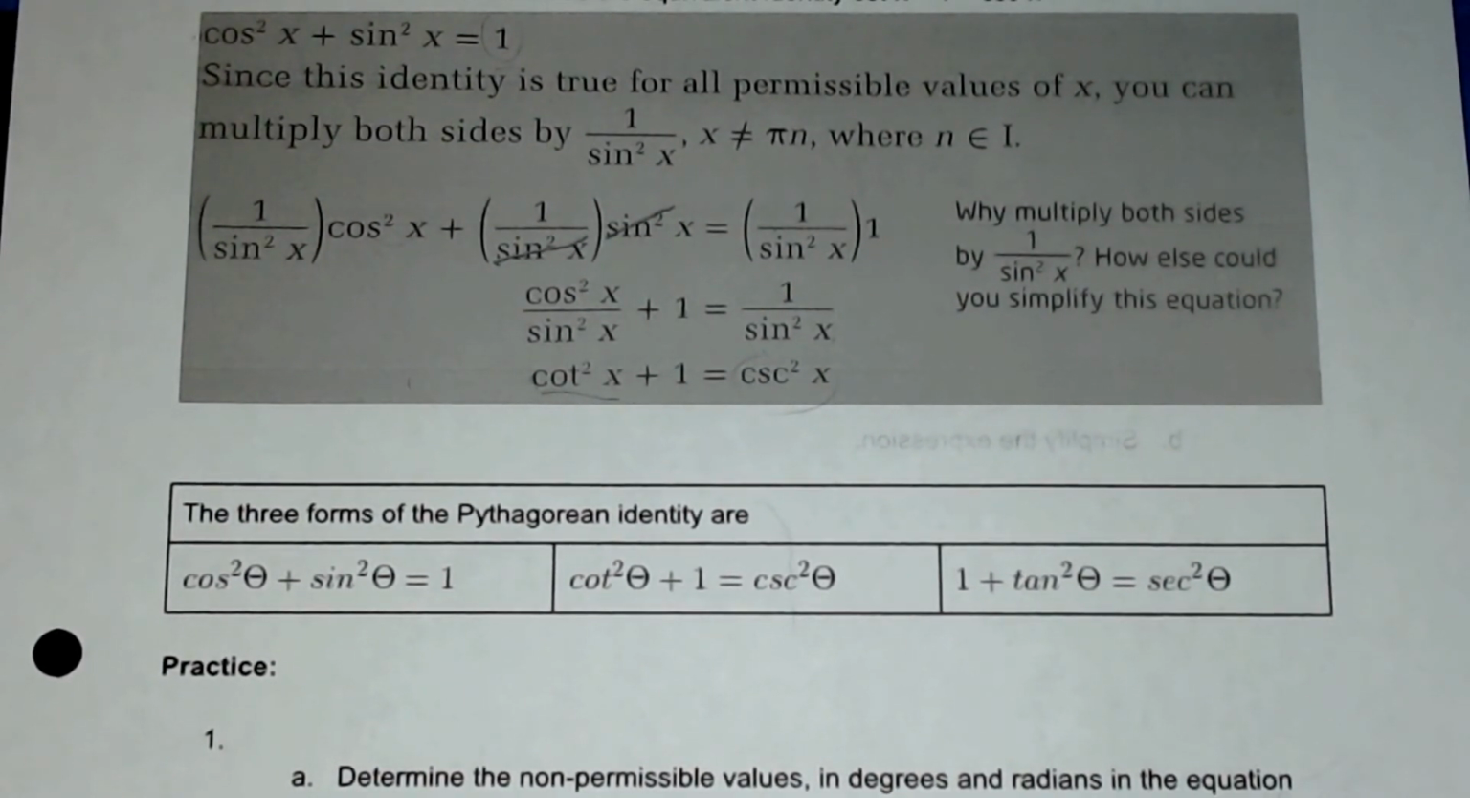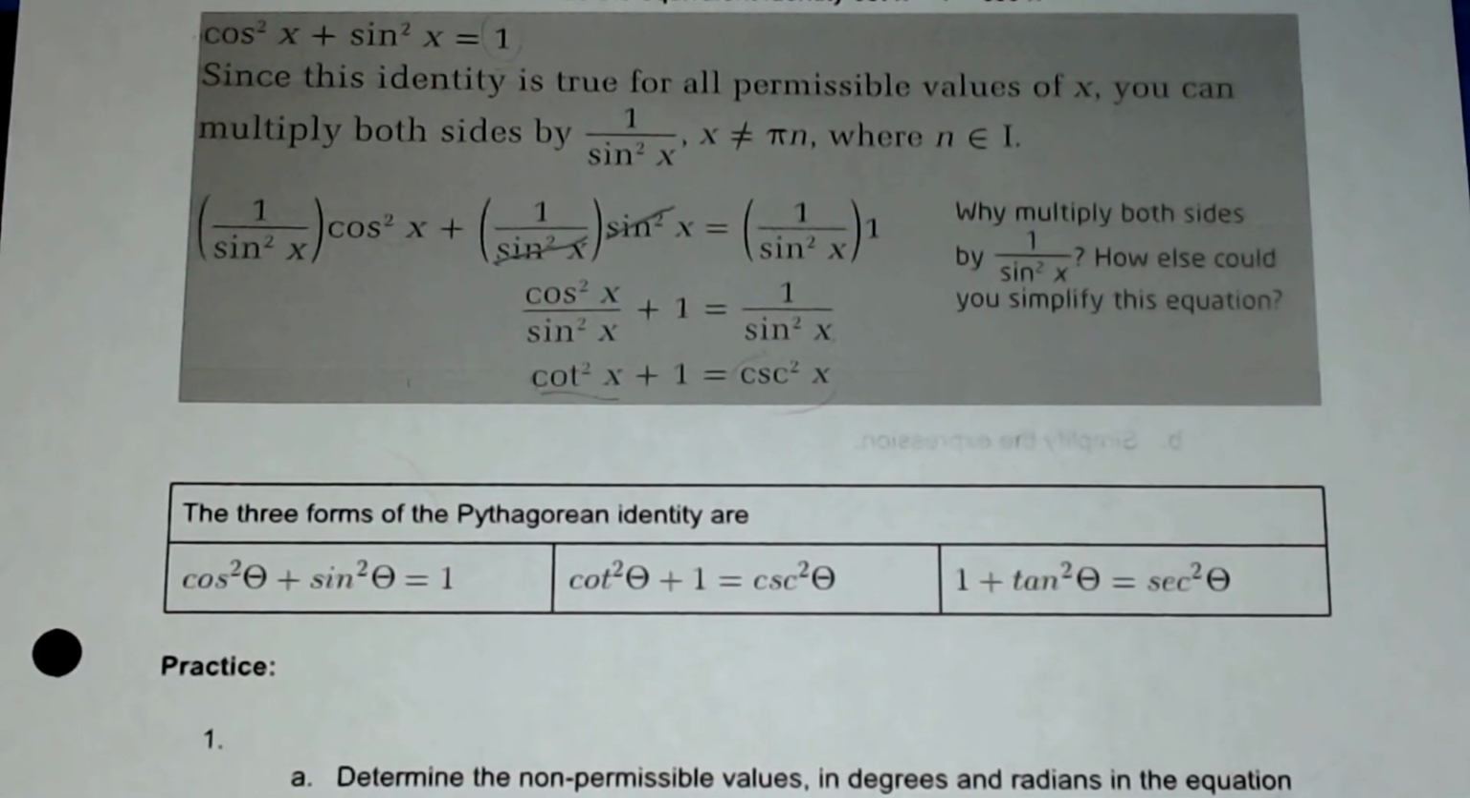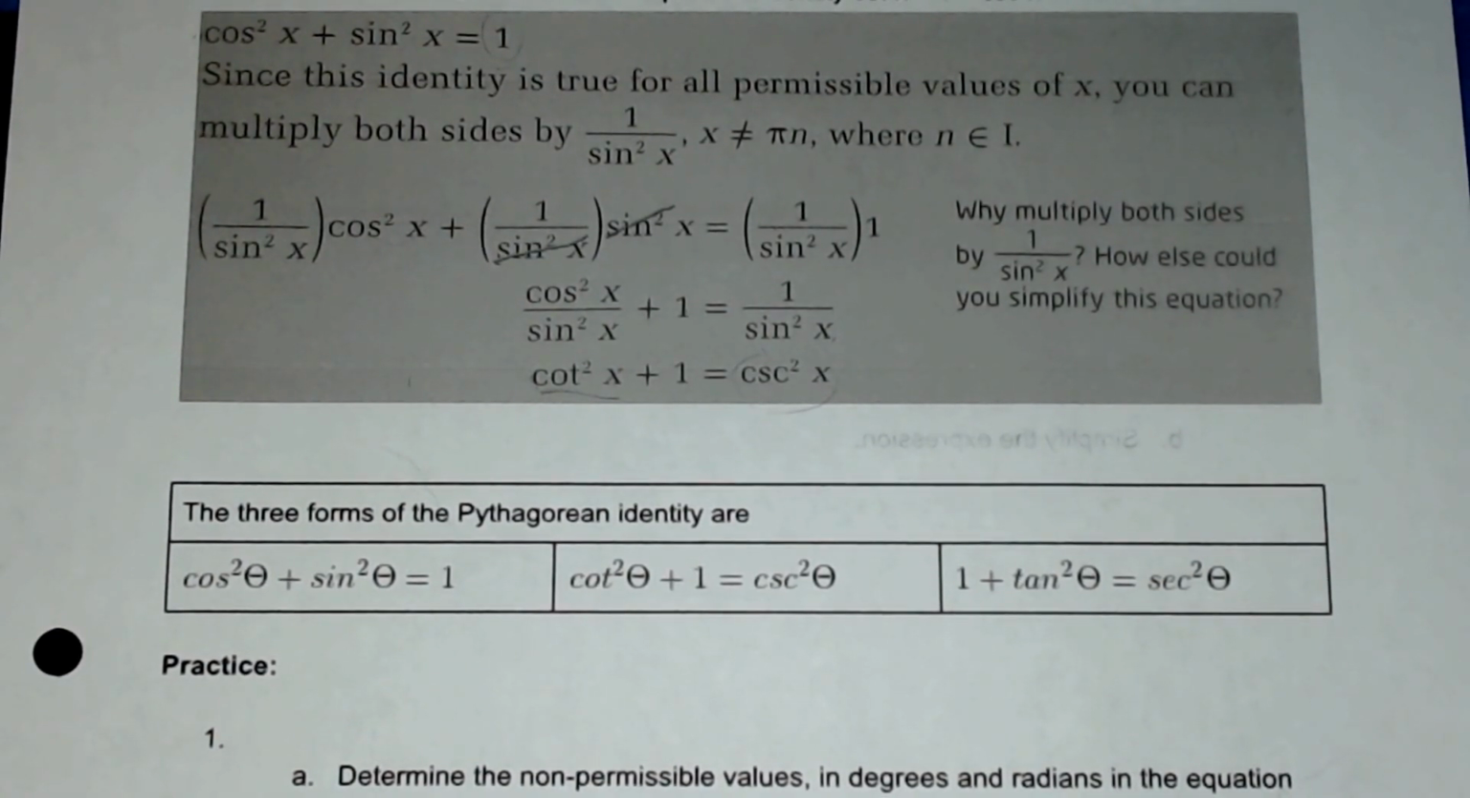The Pythagorean identity can be written in 3 different ways, and they're listed here. It's cos squared theta plus sine squared theta equals 1. Cotan squared theta plus 1 equals cosecant squared theta, and 1 plus tan squared theta equals secant squared theta. Those 3 statements are on your formula sheet. They're right here on the top left. You need to know the basic identities. You can't get by without knowing sine, cos, tan, and then their inverses. Beyond this, you have some practice questions that you can complete.